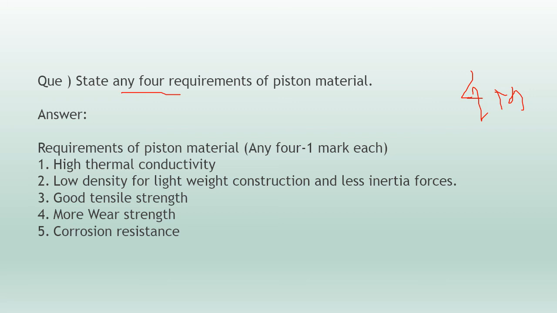So here are the requirements of piston material. It must have high thermal conductivity, that is K must be high. Then low density for lightweight and less inertia forces. Then it must have good tensile strength, or more wear resistance, and it must be corrosion resistant. There are several properties over here, 6, 7, 8, but you have to write down only 4. Okay, so we will stop here.